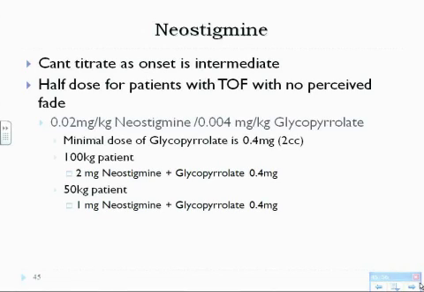Neostigmine can't be titrated. Its onset's intermediate. A half dose can be given to patients with train of 4 with no perceived fade, who are considered safe. So you get 0.02 milligrams per kilo of neostigmine. But here's where the trick is, and this is where students forget. And this was going to be on your test question, I can promise you that. The minimum dose of glycopyrrolate you should give is 0.4 milligrams. So if you have a 100 kilogram patient, you give 2 milligrams of neostigmine, that's a half dose, then you'd give an equal 1-to-1 dose of glycopyrrolate, which would be 0.4, which is fine, right? Well, what happens if I drop your weight down to 50 kilograms?